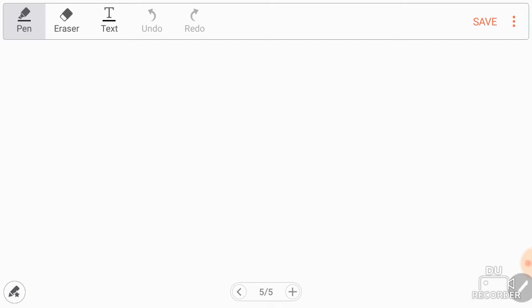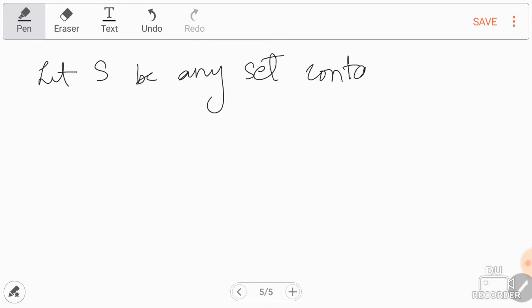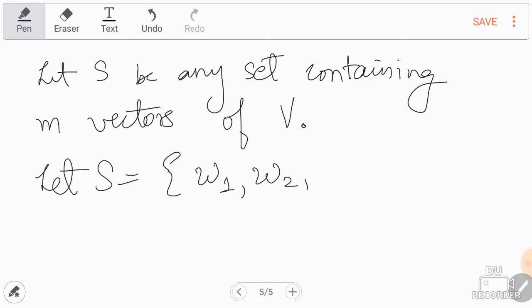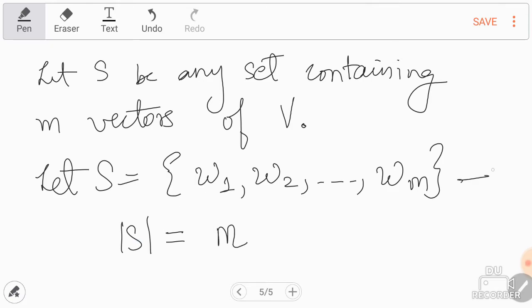Now let's talk about any set that contains more than n vectors. So let S be any set containing m vectors of the vector space V. Let us denote the vectors in S as w1, w2 and so on up to wm. So we see that the cardinality, the number of elements of S, is equal to m. Let's call this 3. Let's call this 4.